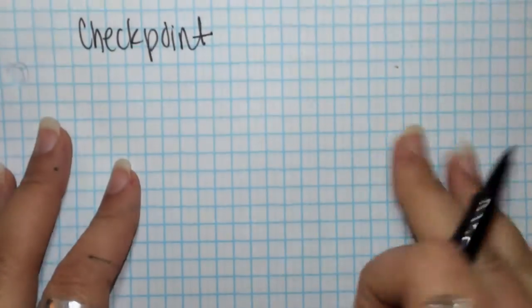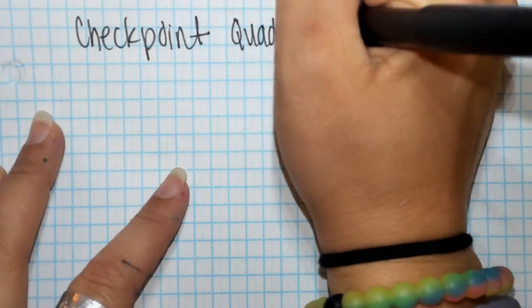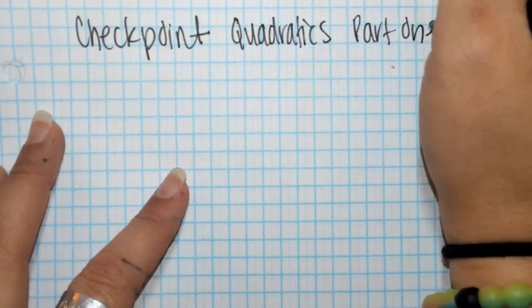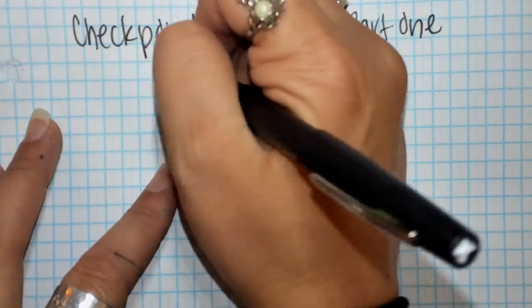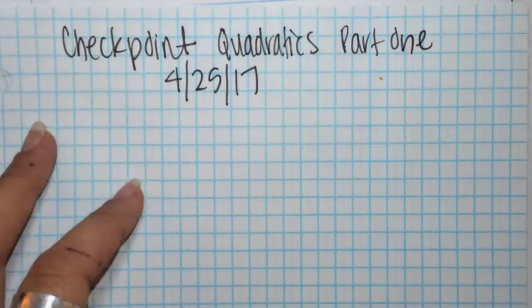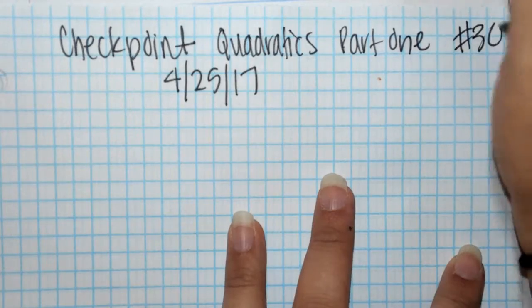Alright, I would like you at the top to write checkpoint, quadratics, part 1, and I want you to write the date of 4/25/17. And on the top right hand corner, I want you to write your number. I'm number 30 because I am 30.